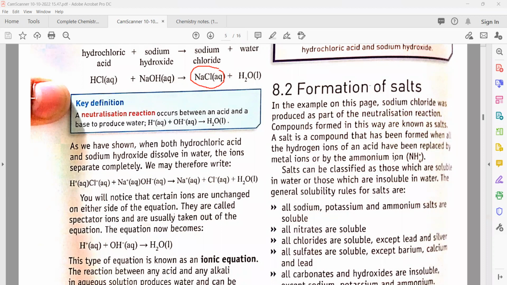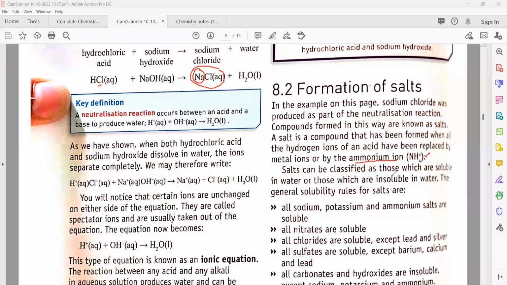What is a metal ion? You know that here, this sodium, Na, as a metal atom, has replaced the hydrogen ions with Cl. So what is it going to tell you? Listen again: metal ions or the ammonium ion, NH4 positive.